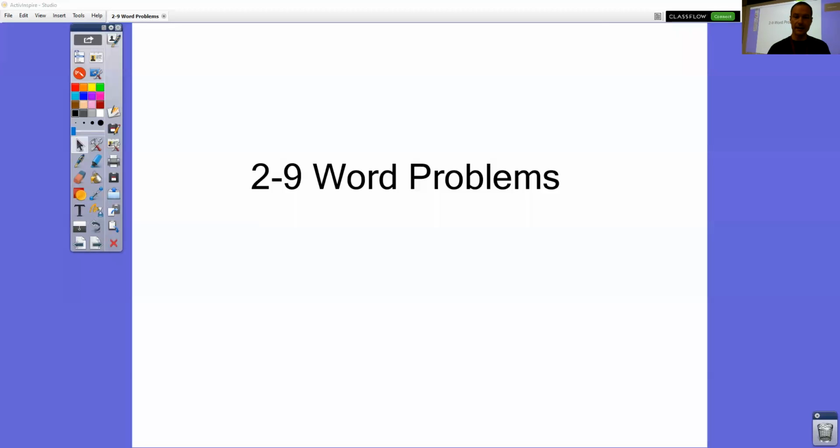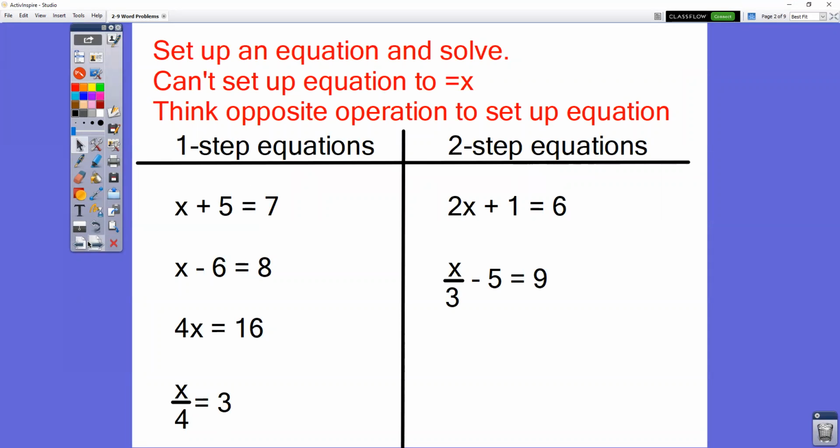So today's lesson is with word problems. You're not only going to have to solve the word problem, but you're also going to have to set up an equation to solve that word problem. When you go to set up the equation, you can't set up the equation equal to X. On your quiz on Wednesday, there will be multiple choice, and you'll have to pick out the correct equation from the multiple choice.